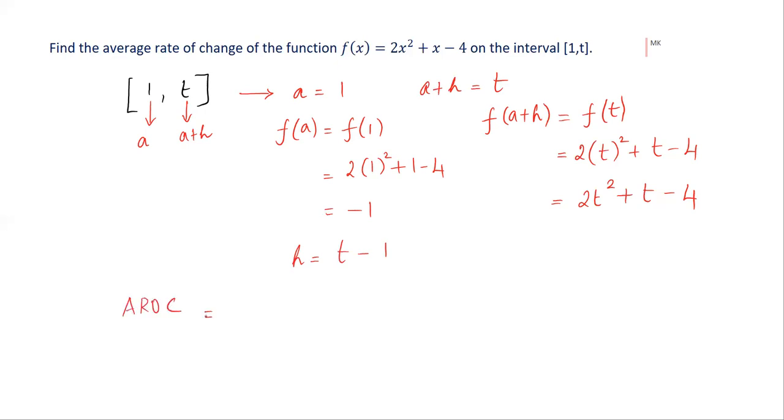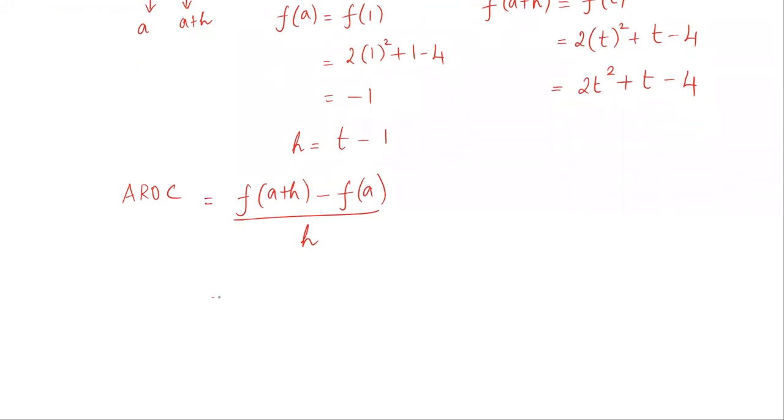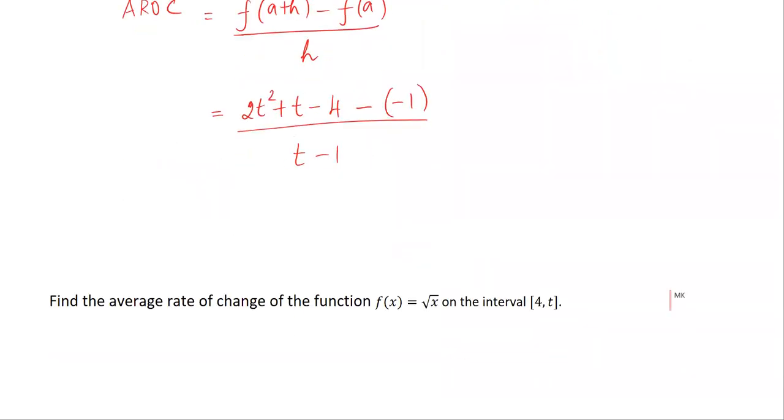Okay, AROC is f of a plus h minus f of a all over h, which would be 2t squared plus t minus 4 minus a negative 1, because it's minus f of a. F of a itself is negative 1, so remember that, over t minus 1. So you are actually getting an algebraic expression.